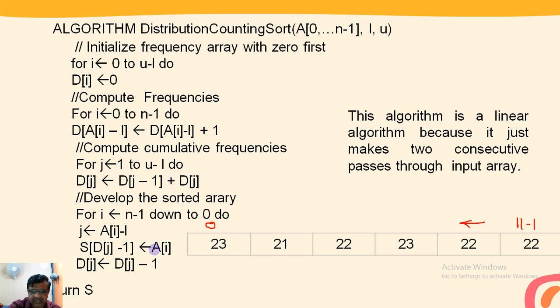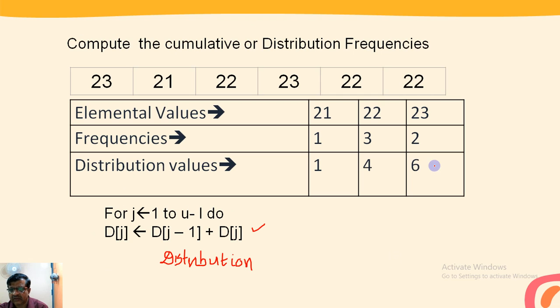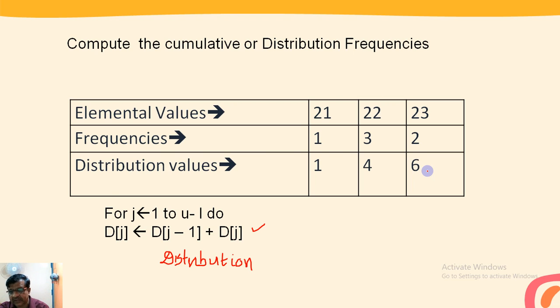So S of 3 will contain A of I. A of I is 22. So in the third position in the sorting array, we insert 22. Similarly, D of J will be lessened by 1 because one value is already taken. As we take one value, it becomes 6 minus 1. When once again 23 occurs, it should be lessened by 1 because the fifth location is already occupied. Now we have to place the next available 23 in the fourth place.